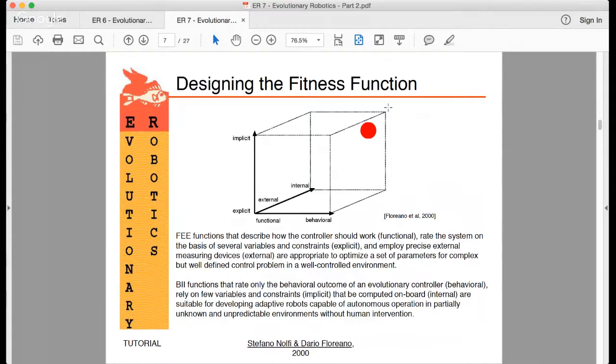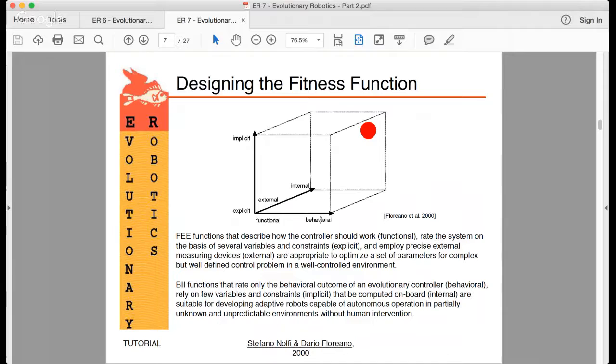So you can see here we have three dimensions. We have functional behavioral, we have explicit implicit, and we have external internal. This is the external internal, functional behavioral, and explicit implicit.